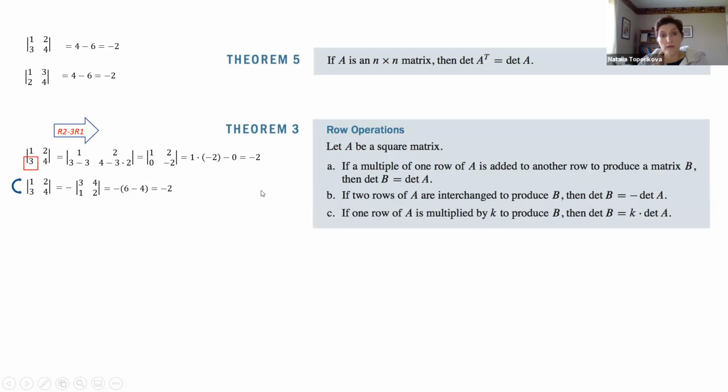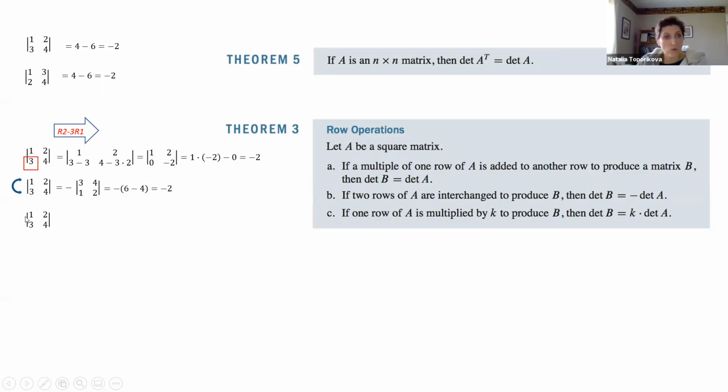There is one last property which you have to remember for determinants. If we have one of our rows multiplied by a constant, any constant, say constant k, we can factor it out from the determinant and write it down as the constant k times the determinant. Okay, let's see how it works in our simple matrix.